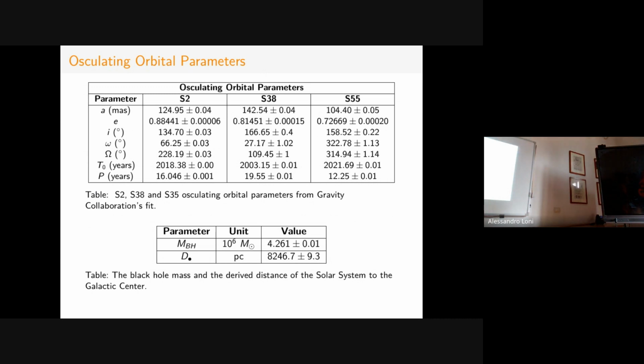So we start from the osculating orbital parameters. These are the real estimated parameters from the GRAVITY collaboration. So we have A, which is the semi-major axis, e is the eccentricity of the orbit, i is the inclination of the orbit, omega is the argument of pericenter, Omega is the longitude of the ascending node, T0 is the starting point from which we count the time, the pericenter passage, and P is the period. Then we have also the black hole mass, and D is the distance of the solar system to the galactic center, so the distance from the observer to the black hole.